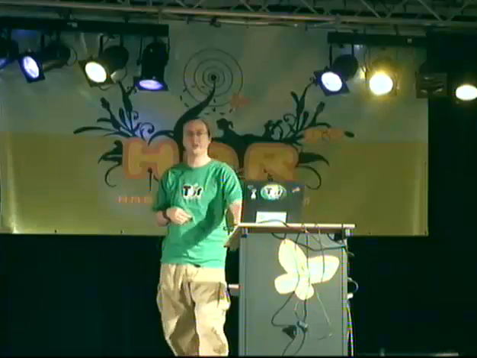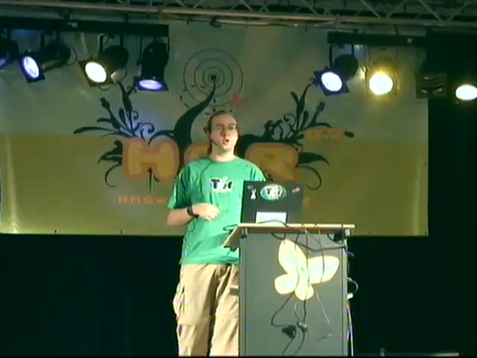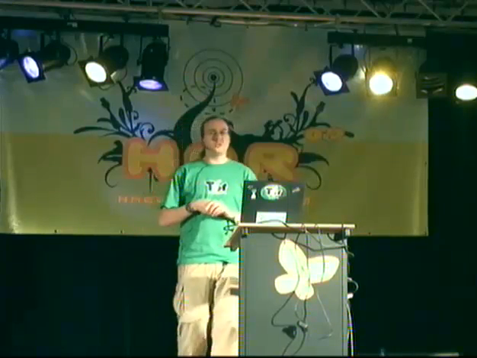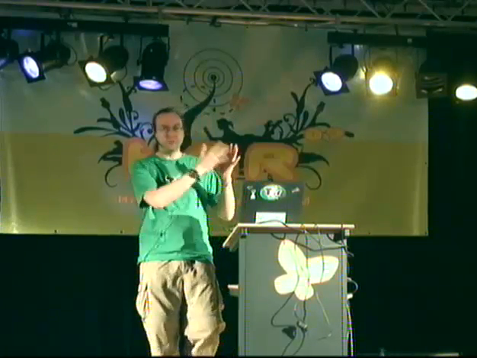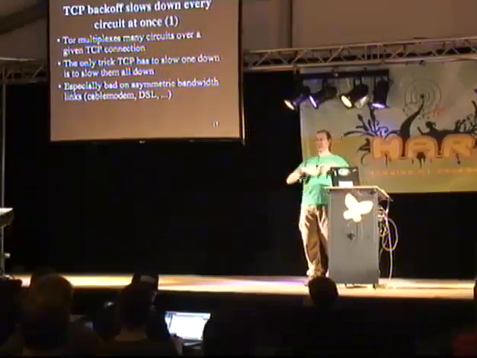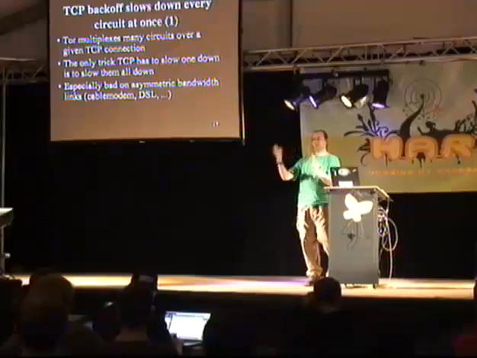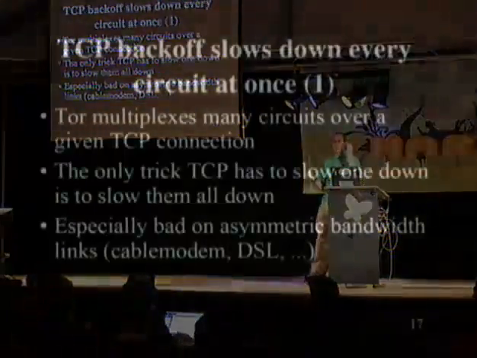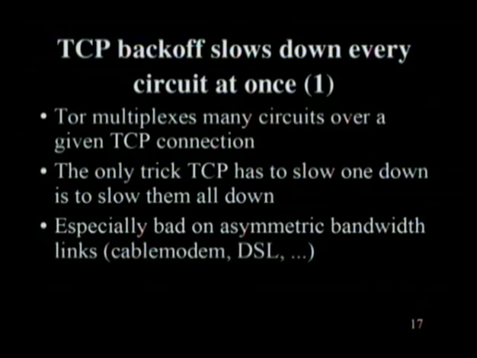Okay, so the first one: congestion control and flow control aren't really done the way that they should be. Tor uses TCP between each hop when it's connecting. So you use TCP from Alice to the first hop, TCP from the first hop to the second hop, and so on. And that means that there's one TCP connection between 2 Tor relays. And we multiplex a lot of the circuits, a lot of the connections, through that TCP stream when we're connecting from one relay to another.